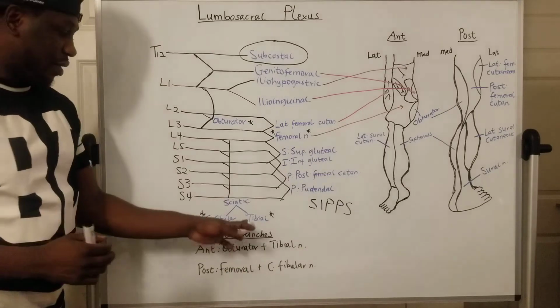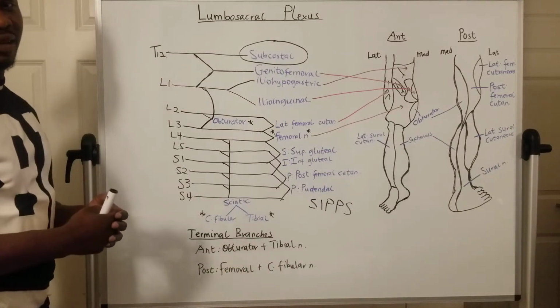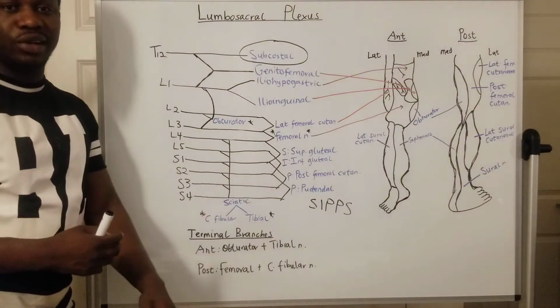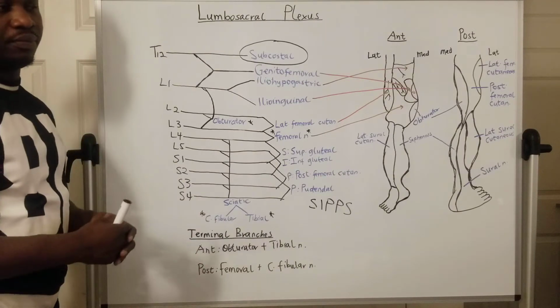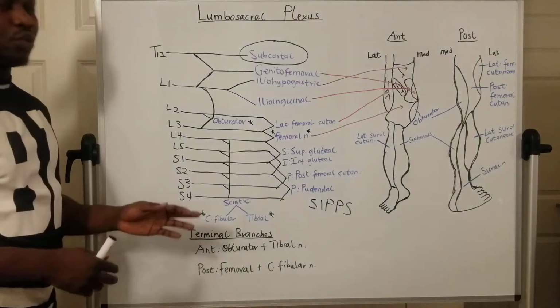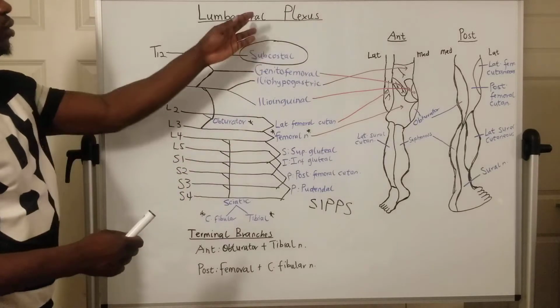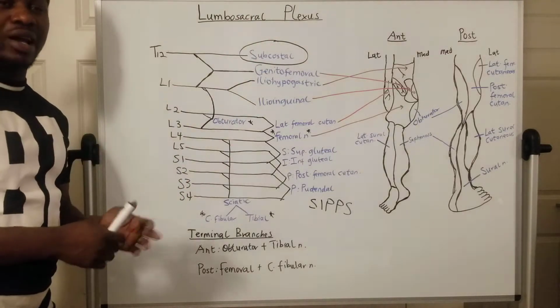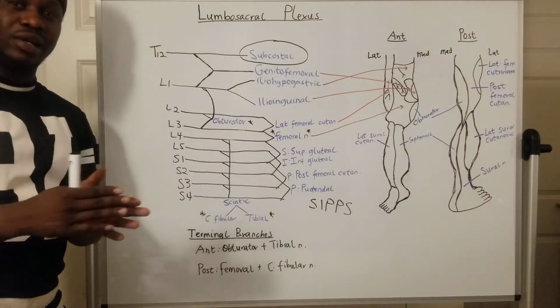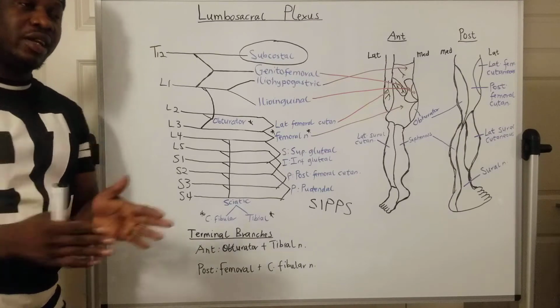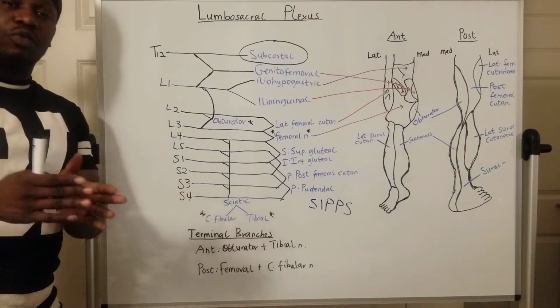So the sciatic nerve gives off two branches. We have the common fibular nerve and the tibial nerve. So what are the two terminal branches of the lumbosacral plexus? We have two terminal branches coming off anteriorly, and we have two coming off posteriorly.